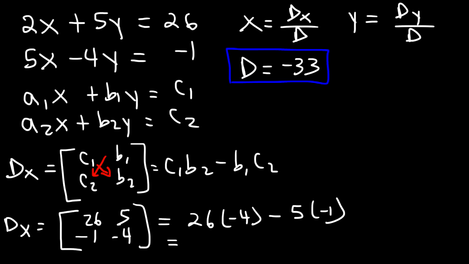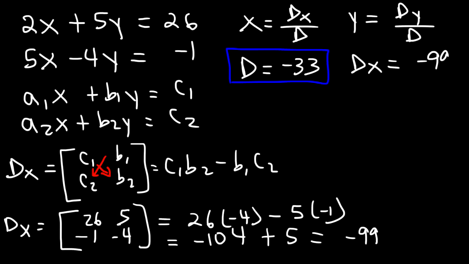Now, what's 26 times negative 4? Well, 20 times 4 is 80. 6 times 4 is 24. 80 plus 24 is 104. But this is going to be negative 104. And negative 5 times negative 1 is positive 5. Negative 104 plus 5 is negative 99. So dx is negative 99. Now let's calculate dy.